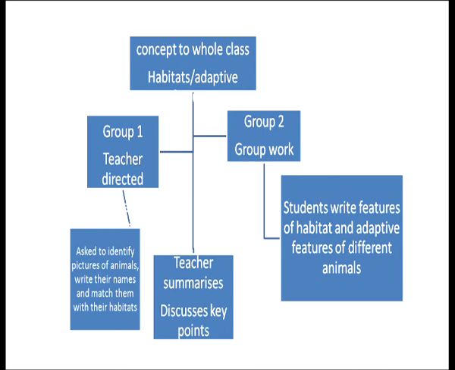The group 2 can in the meantime be involved in more group work. After the discussions happen in the group work in the group 2, the teacher can take feedback from the students and then can ask the students to write features of habitat and adaptive features of different animals. Then in the end, the teacher again summarizes the concepts by bringing the whole class together, and she discusses the key points in the whole class together.